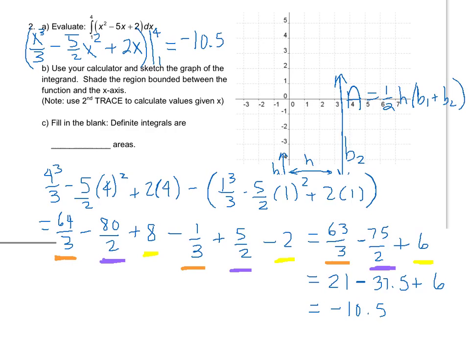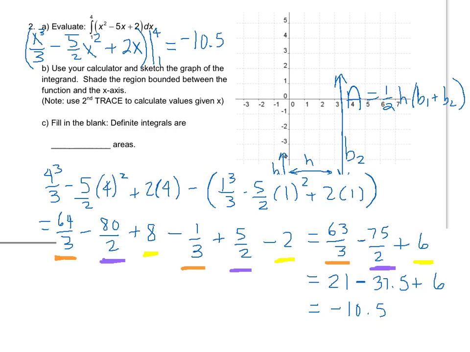Now combine those same terms. The 64 thirds and the 1/3 became the 63 thirds. The negative 80 halves plus the positive 5 halves gives you negative 75 halves. And then the positive 8 and the negative 2 gives you the 6. 63 divided by 3 gives you 21. 75 divided by 2 gives you 37.5. And 6 is just 6. The 21 plus the 6 gives you 27. Take away 37.5, and there's the negative 10.5. Okay, so if you need to pause and absorb all this, go for it. We're going to go ahead and move back to B in just a second, so go ahead and hit pause if you need to.